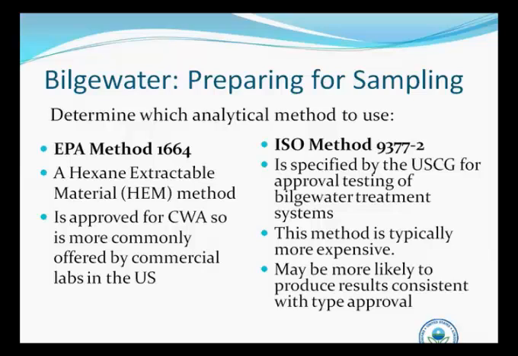So the first step for bilge water sampling is going to be selecting the method, and EPA has allowed 2 different methods for analysis of your oil and grease. And we'll go through both as we go through the process of sampling. So the first method is your 1664, and it's your hexane extractable material method. And this is typically used by EPA for the Clean Water Act. And so it's going to be more commonly offered by commercial labs in the U.S.